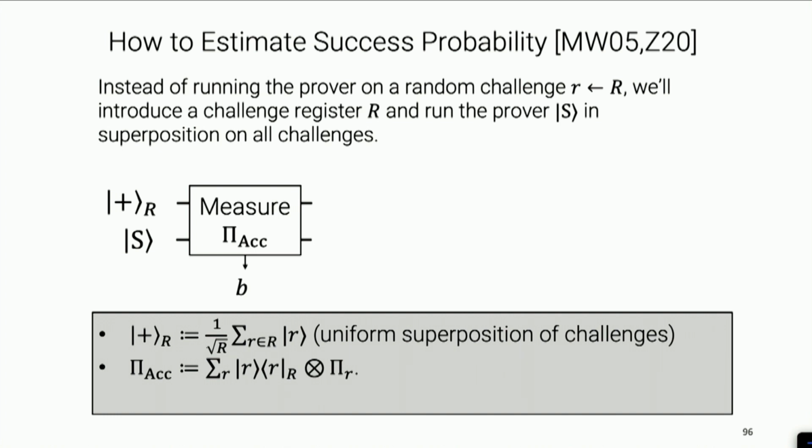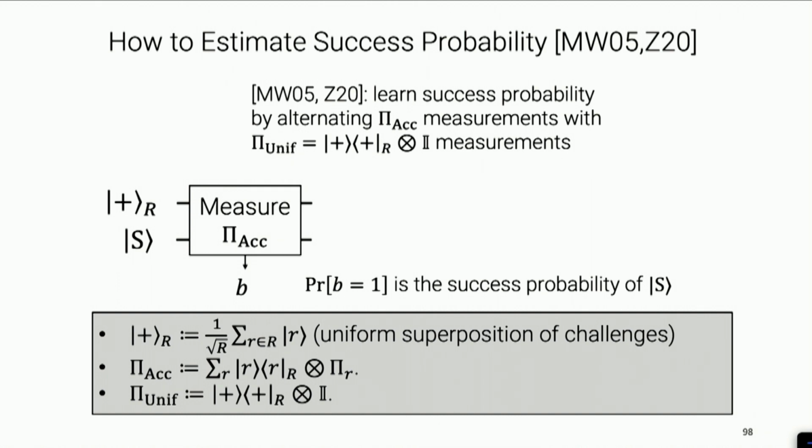Things are defined so that if I take my prover state S, initialize the ancilla register to plus R, and measure this pi accept projection I just defined, my probability of accepting is exactly the success probability of S. So these are just definitions. Nothing has happened yet. But if there's one thing to memorize, it's that pi accept is defined as: controlled on the challenge register, check whether the prover answers correctly. I'm going to have one other projection, corresponding to where I begin initially. It's a projection that checks that the randomness register is indeed a uniform superposition and acts as identity everywhere else. And this idea from Marriott-Watrous is that we can learn the success probability of this adversary by alternating these two measurements back and forth.